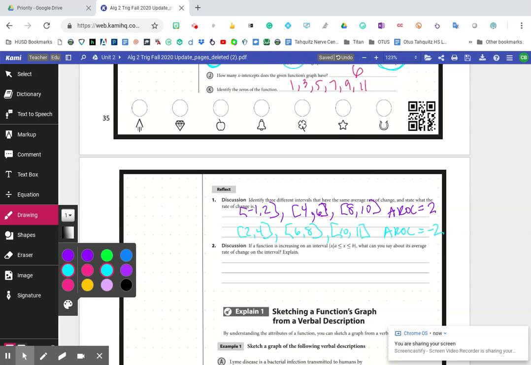And then discussion. If a function is increasing on an interval from A to B, what can you say about the average rate of change of the interval? So if my function is increasing, it's going up. Wouldn't the average rate of change or the slope have to be always positive if it's going up? So I would say, let's make a complete sentence: if a function is increasing, the average rate of change is positive.